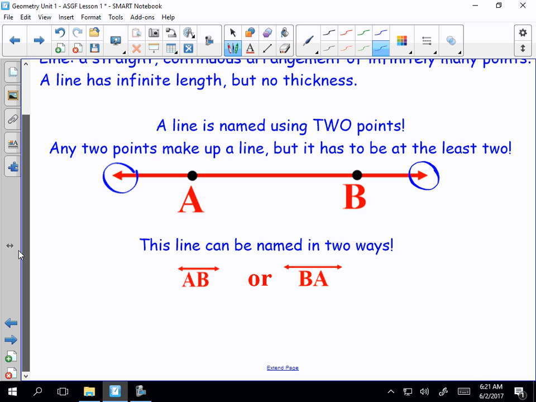Okay, so this is line AB. If we put another point in there, we could use that third point C. We could name it AC, BC. As long as the points are on the line, we can use any of the points to name it. Notice when we're naming, the important part is always showing that it is a line with the arrows on the pieces of that naming.